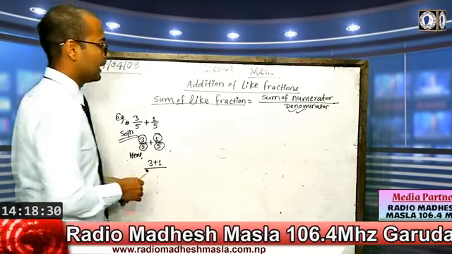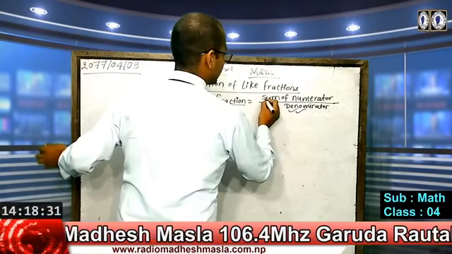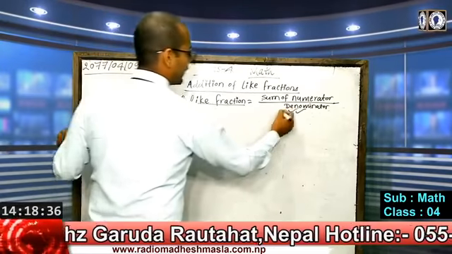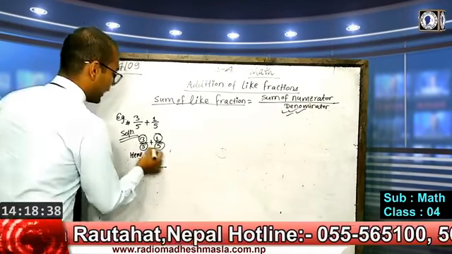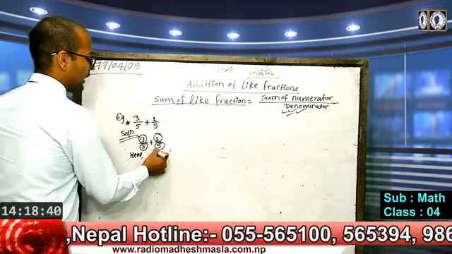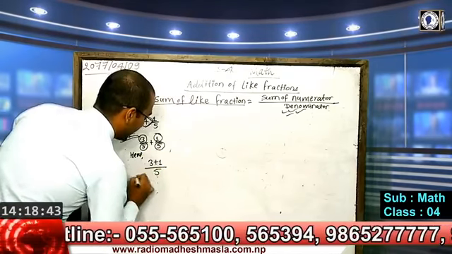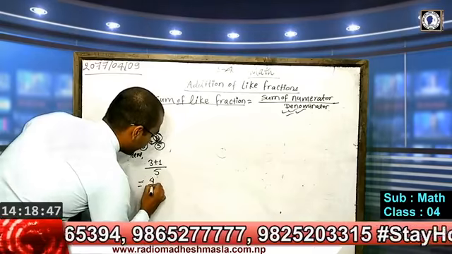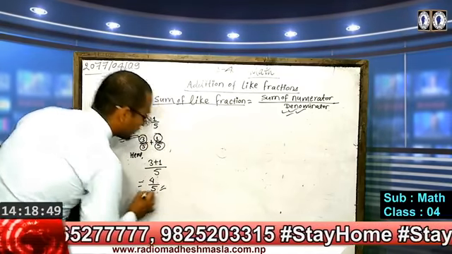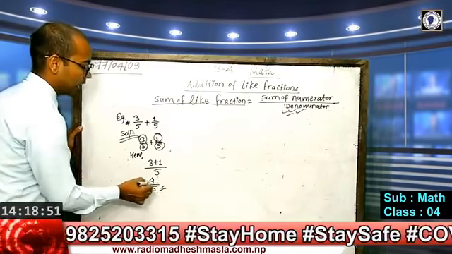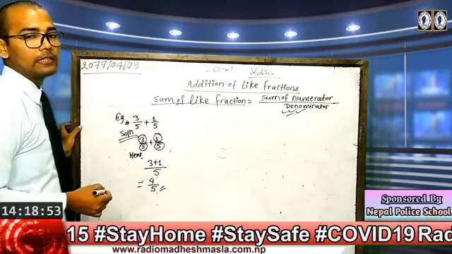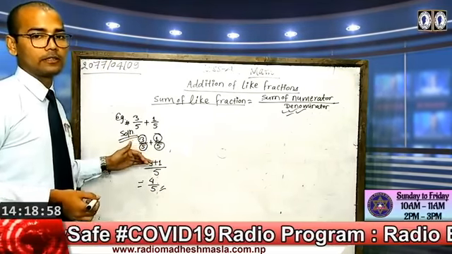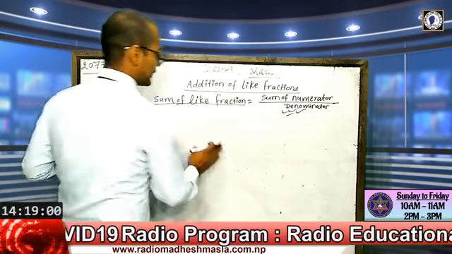So here we have the sum of the numerators, so we add the numerators, 3 plus 1, and then as denominator there is given 5, so we should write 5 here. It means we will get 3 plus 1, 4, by 5. So after adding we will get 4 by 5. Yes, in this way we can add if the fractions are like fractions. In the same way, let's take another example.